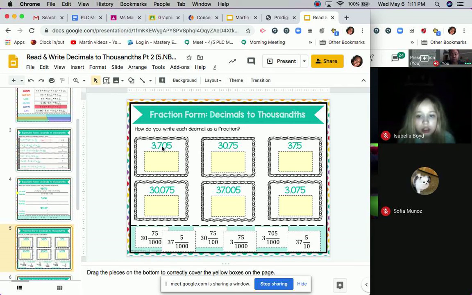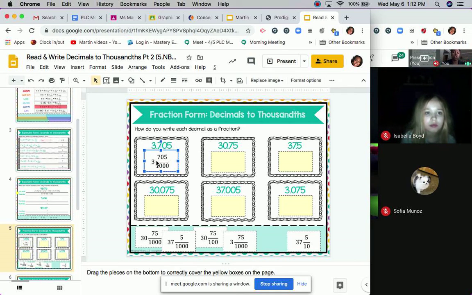Oh, wait. Sorry, it's because I was looking at the one under it. Sorry. Looking here. Does it say 75 thousandths? No, it's 3 and 705 thousandths. 705 thousandths. So I can just move that one up here.